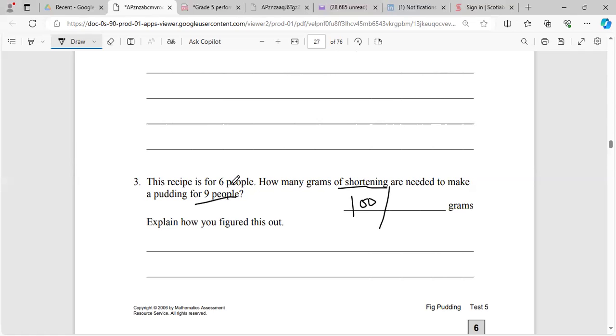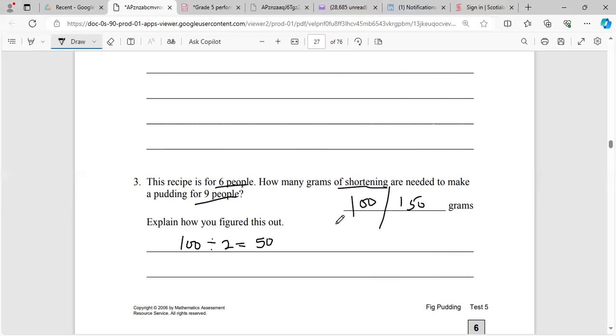Now, it's for 9 people. This is for 6 people. How much would 9 people need, right? It's basically 1.5 times 100, right? So all we have to do is find half of 100. You guys type in the comment section what you did to figure it out. So this would be 50 more, right? 50 more grams. So the total would be 150.